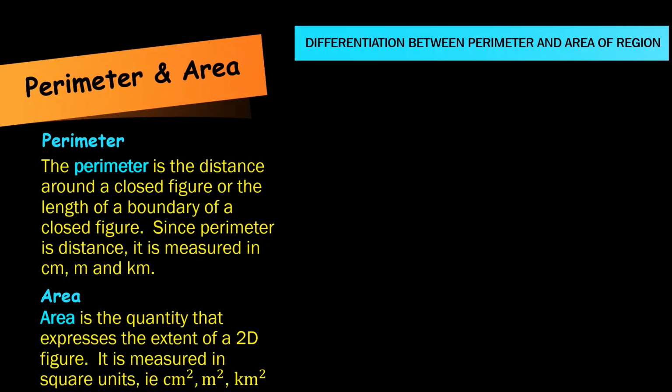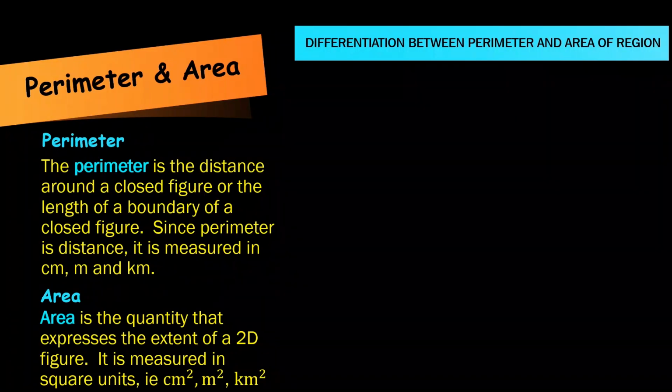Area is the quantity that expresses the extent of a 2D figure. It is measured in square units, such as centimeters squared, meters squared, and kilometers squared.